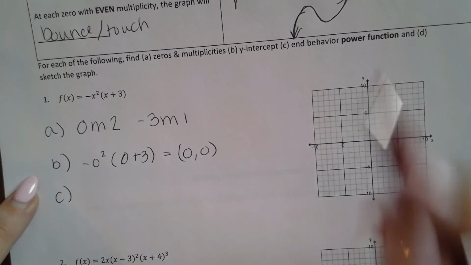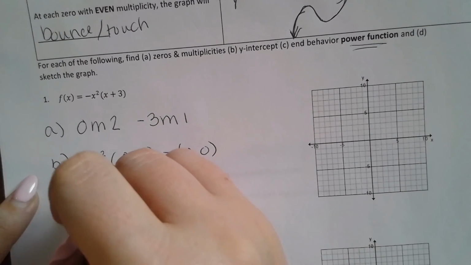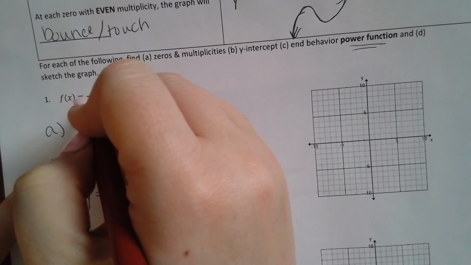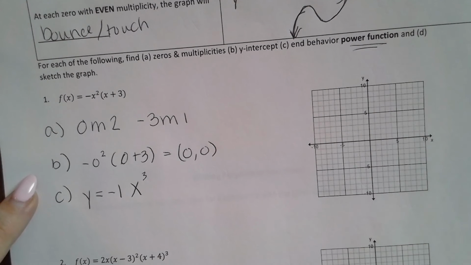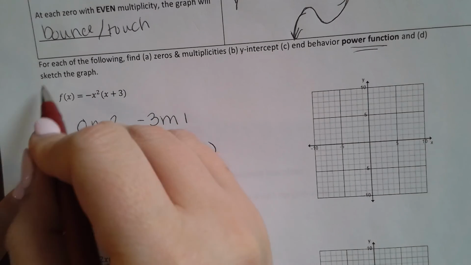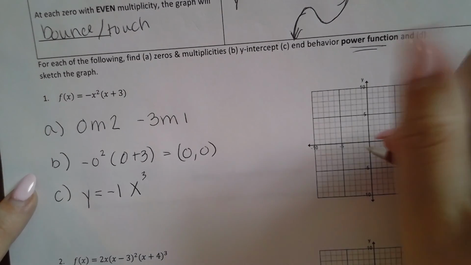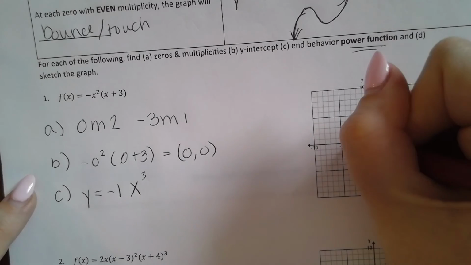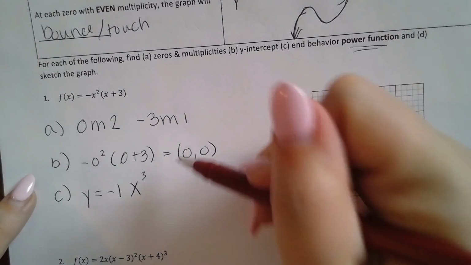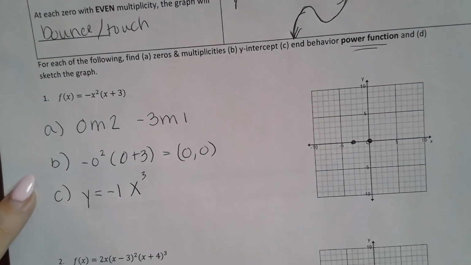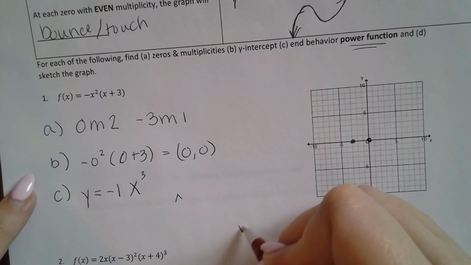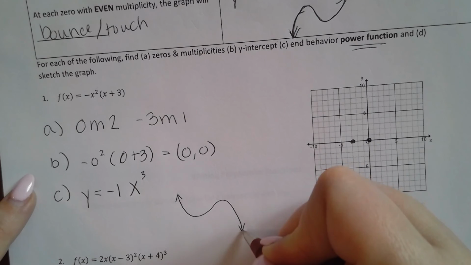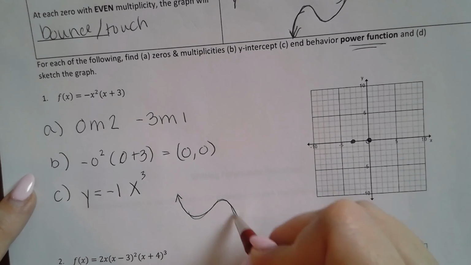Part C wants us to find the power function, so we've got y equals -1 x. I've got x squared times x is going to give me x to the 3rd. And now we want to sketch the graph. So my zeros are 0 and -3. My y-intercept is 0, 0. -x to the 3rd, so it's going to start up, it's going to end down, and we're going to have 2 turning points. 1, 2.